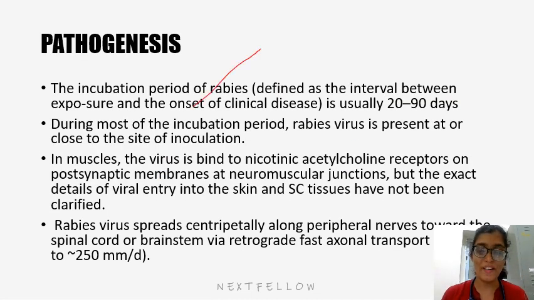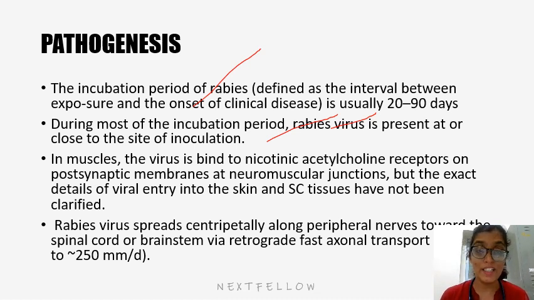Incubation period is usually 20 to 90 days. During most of the incubation period, rabies virus is present at or close to the site of inoculation. In muscles, the virus binds to nicotinic acetylcholine receptors on postsynaptic membranes at neuromuscular junctions, but the exact details of viral entry into the skin and subcutaneous tissues have not been clarified.